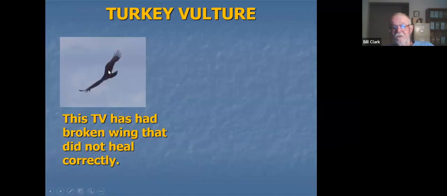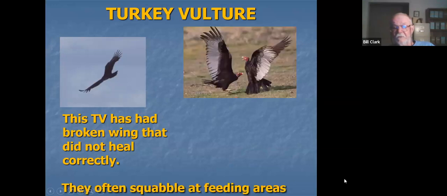This turkey vulture has a broken wing that did not heal correctly. Wings like that, when they get broken, can be healed in about 10 to 12 days. So this bird probably spent that time on the ground, most likely in a safe spot so he didn't get predated, but where he could also find some food. And then once the bone merged, it healed, but healed crookedly, and he got up and started flying.